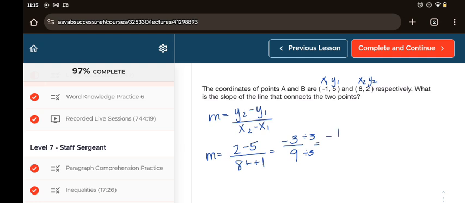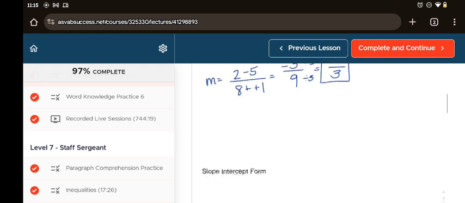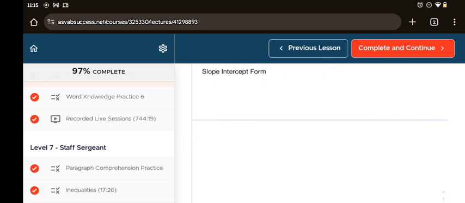I'm going to divide by 3, top and bottom, to simplify this, and I get -1 over 3, or -1/3. And that is the slope. Okay, I hope you got this. Let's take a look at the next concept.